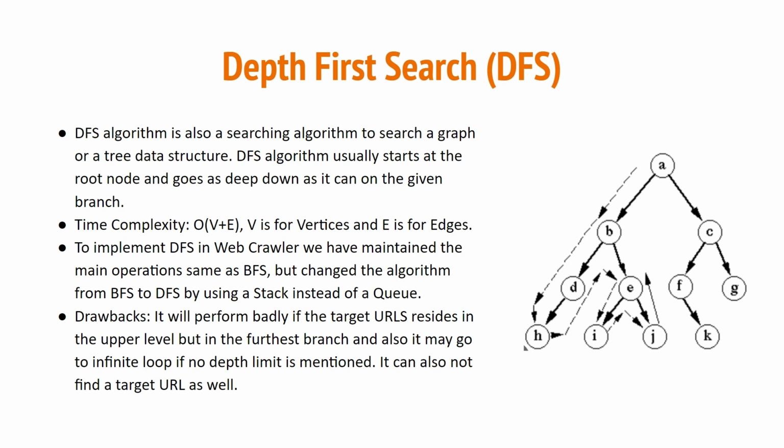Some of the known drawbacks of depth first search are that if the goal node resides in the upper level, but in a branch far away from the beginning, then depth first search might take a long time to reach there since it has to traverse through all of the branches before that. Also, a depth first search might get stuck in loops in certain cases, in which case it might not be able to find the target URL or the node in question. In order to solve these drawbacks, we'll take a look at the next algorithms.